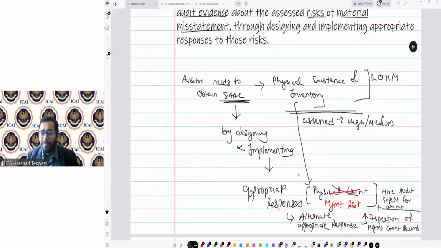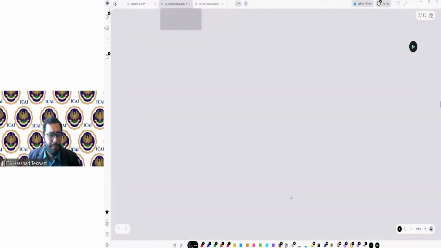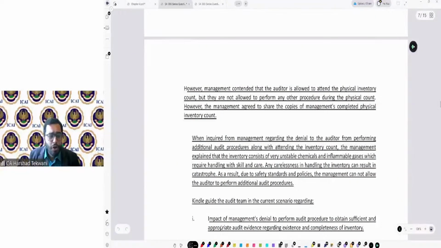That is my responsibility. In the same case, in this also, the impact of management denial to perform audit procedures to obtain sufficient and appropriate audit evidence regarding existence and completeness of inventory. Then, the auditor's objective is to obtain sufficient and appropriate audit evidence. In this case, if the auditor is not able to perform, he needs to perform alternate audit procedures in order to create a response to the assessed risk so that he can gather sufficient and appropriate audit evidence.